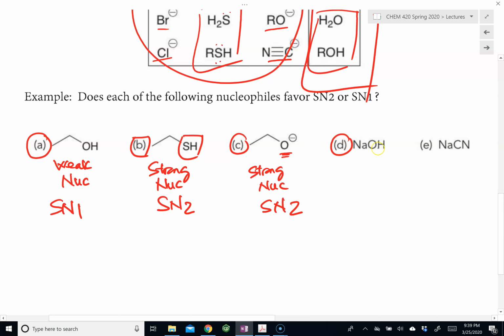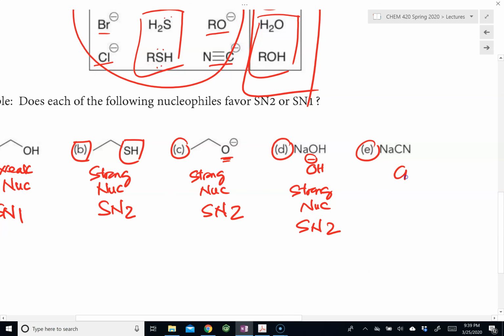And as for D, the hydroxide is the nucleophile, which has a negative charge on it. So therefore this is a strong nucleophile, and that would then favor SN2. And lastly, in E, sodium cyanide. So this is when the carbon is negative, and this is a strong nucleophile. And therefore it will then favor SN2 as well.